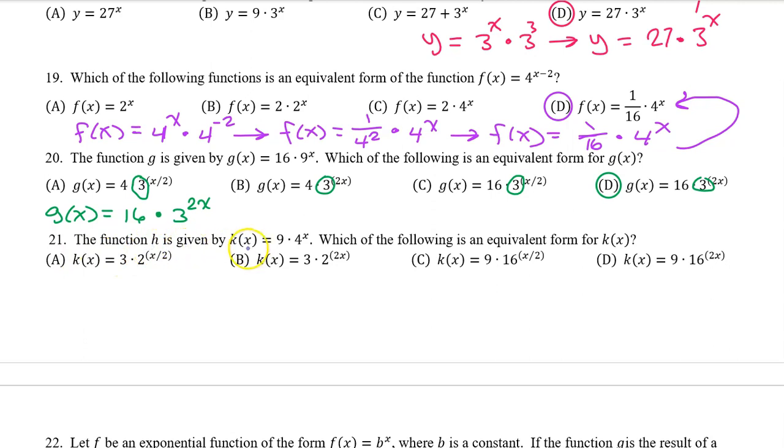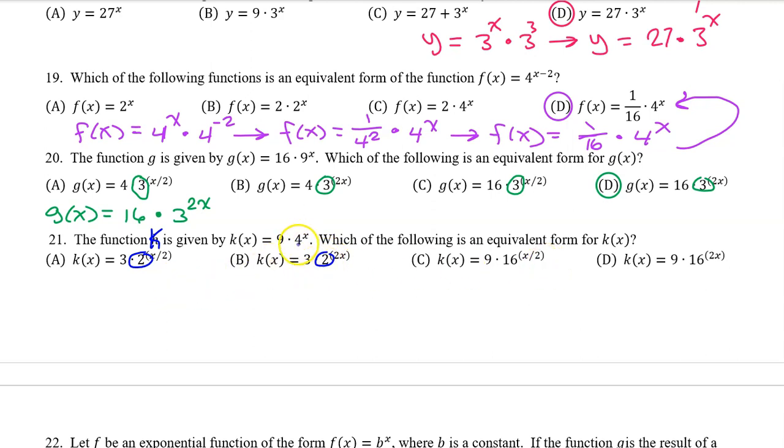21. The function h is given by, they mean k. The function k is given by k of x equals 9 times 4 to the x power. Which of the following is an equivalent form for k of x? Okay, what do they all have in common? Okay, they don't all have anything in common. I see a 2 here and here. I know that I can rewrite 4 as 2 squared. So I'm going to start with that and see how far it goes.